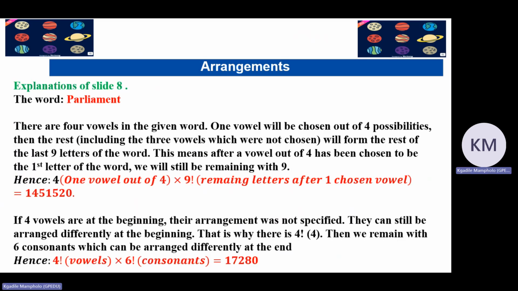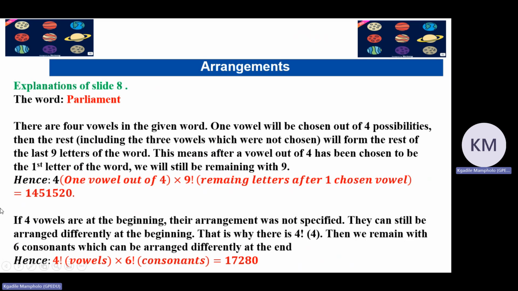He explained that there are 4 vowels in the given word. 1 vowel will be chosen out of 4 possibilities. Then the rest, including the 3 vowels which were not chosen, will form the last 9 letters of the word. This means after a vowel out of 4 has been chosen to be the first letter of the word, there will still be 9 remaining. So we arrange the 9 to form the other 9 letters.